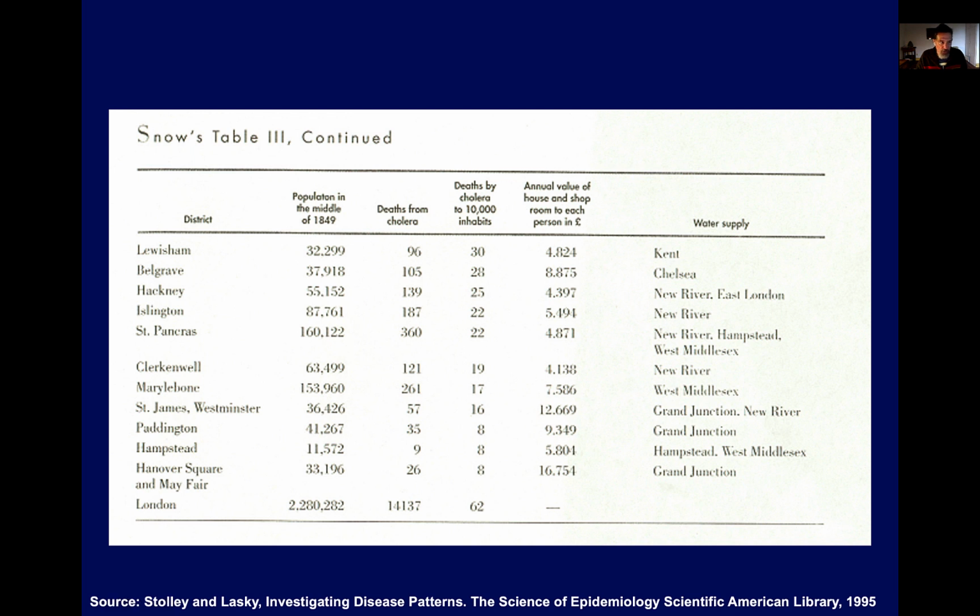And this is just showing the remainder of that table, sorting all the way down to the district with the lowest cholera death rate. Overall, there were about 2.2 million people living in London in 1849, about 14,000 deaths from cholera, for a rate of 62 deaths per 10,000 inhabitants across the entire city. So you can see how it really varied from one district to the next.